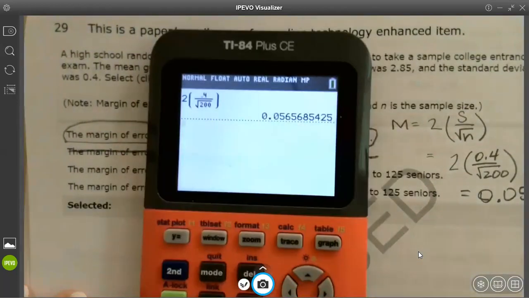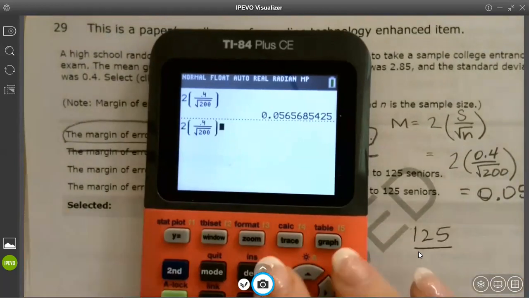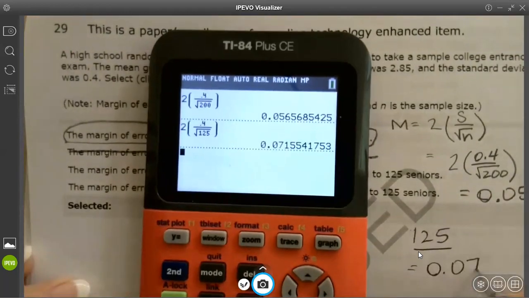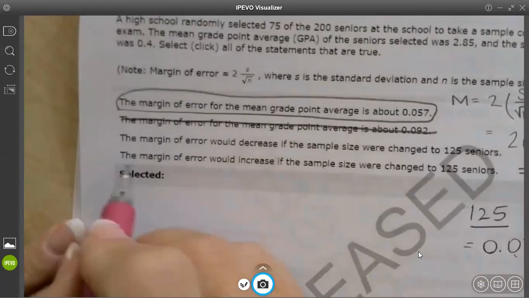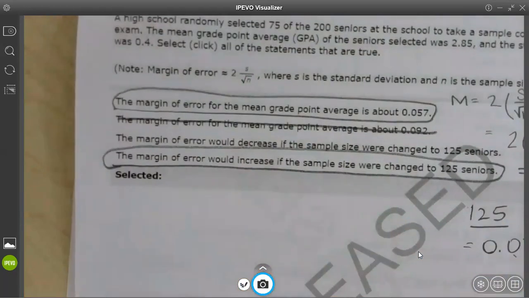So if we change it to 125, I'm just going to redo this. Change this to 125. I get 0.07. What happened between these two? It increased. So the only choice would be this one. That's all you have to do. It's real simple. They gave you the formula. They gave you the stuff in there. You didn't even have to find anything. Plug it in.